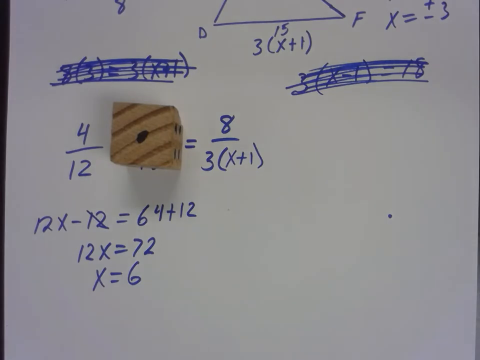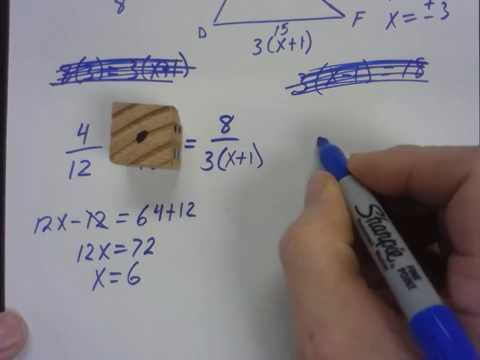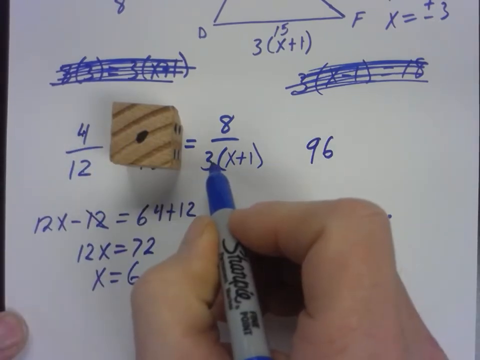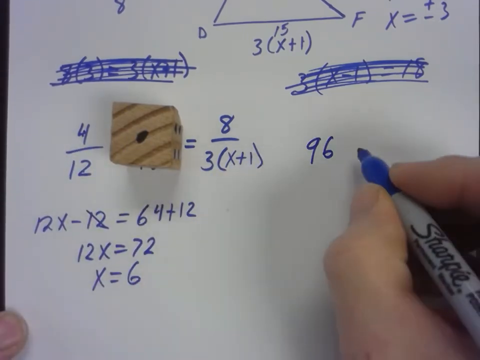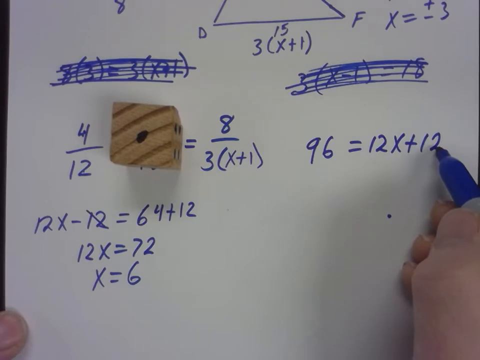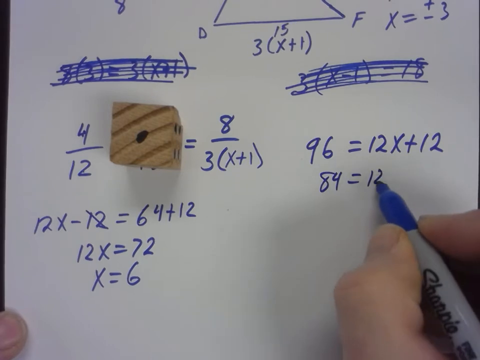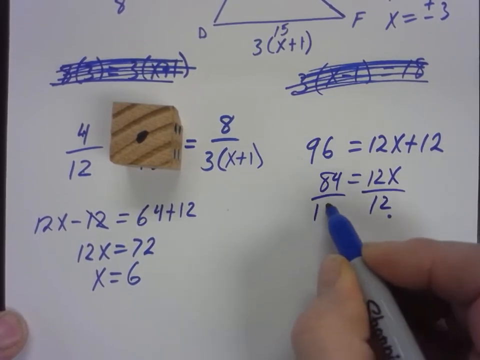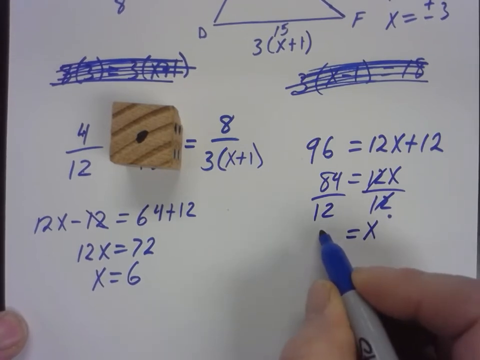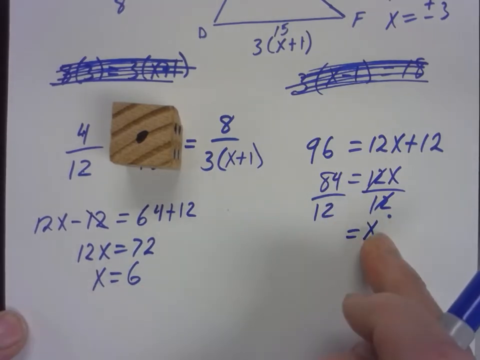What if we solve it this way? 12 times 8, isn't that 96? And then 4 times 3, that's 12, times x plus 1 is 12x plus 12. Subtract 12 from both sides, isn't that 84? Divide both sides by 12. X equals... Does that work? That's not the same x, is it? It's not the same x.